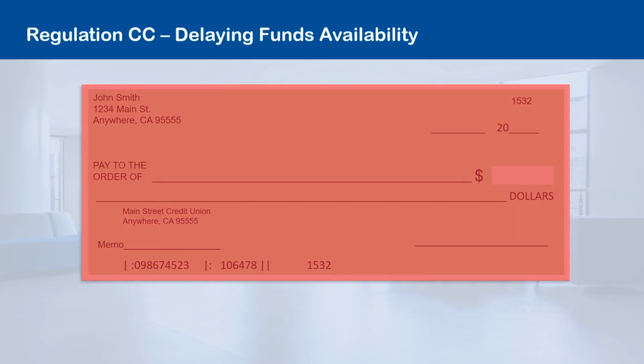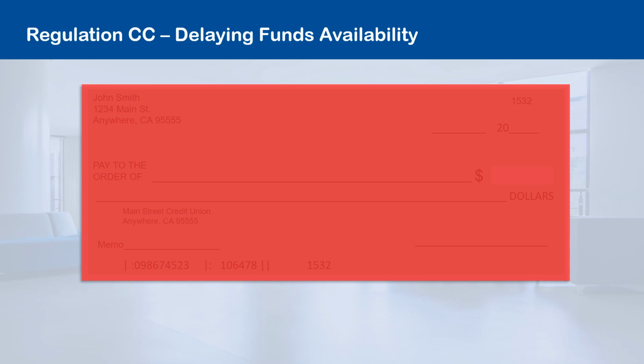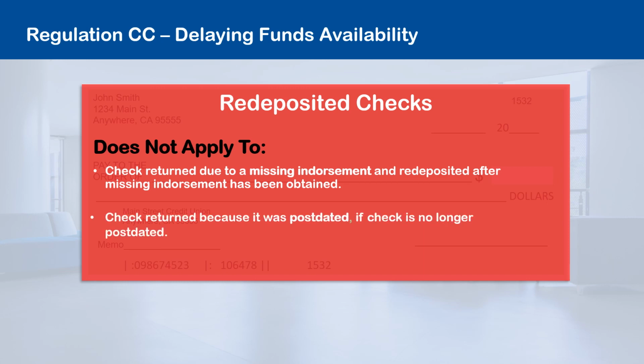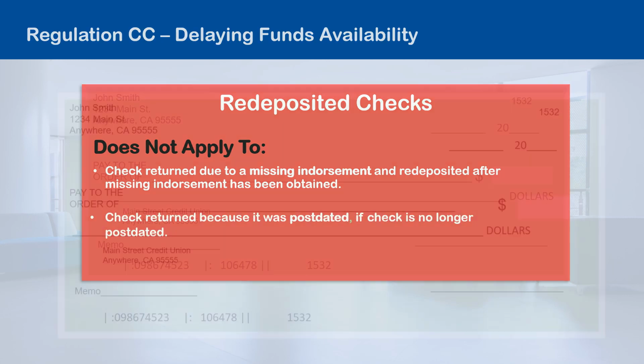The bank or credit union can also place holds on redeposited checks, but it does not apply to a check returned due to missing endorsement and redeposited after the missing endorsement has been obtained, or a check returned because it was post-dated, if the check is no longer post-dated.